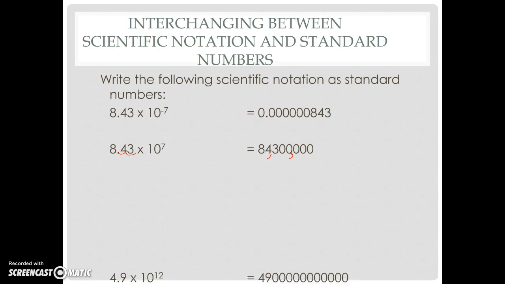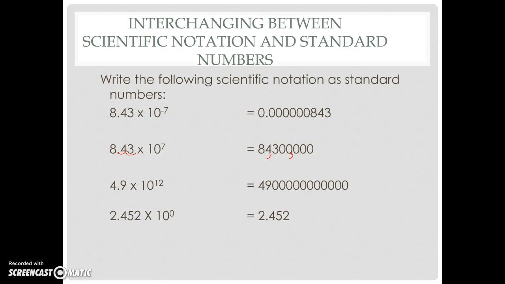There you go. So then we've got 4.9 times 10 to the 12th. We expand that to a big fat ugly number. You can put your commas in every 3 zeros if that helps you understand the number. And 2.452 times 10 to the 0, well, times 10 to the 0 just leaves it at 2.452. What I want you to notice is this number has more digits after it. That means that this measurement was made using a very, very accurate instrument.